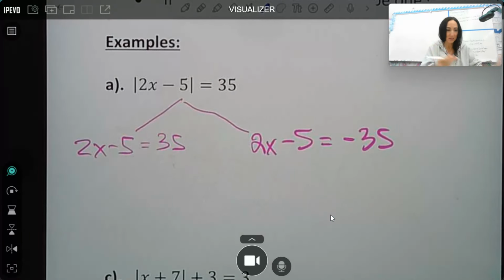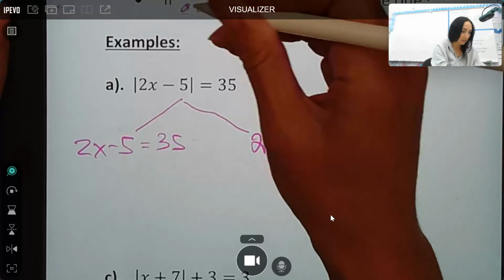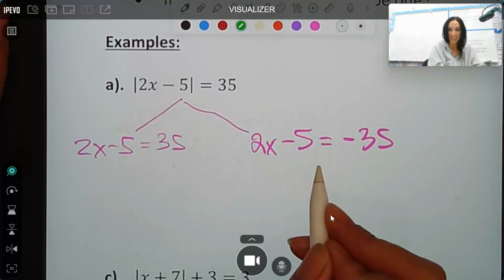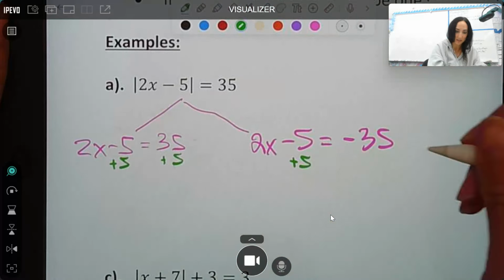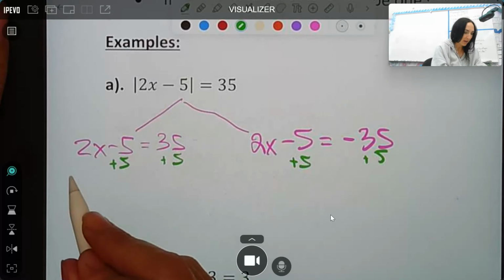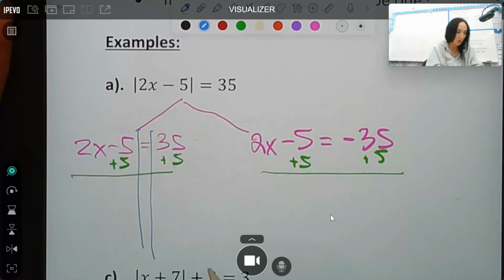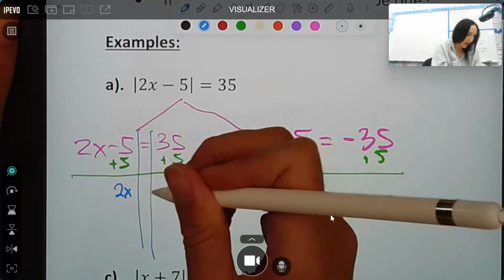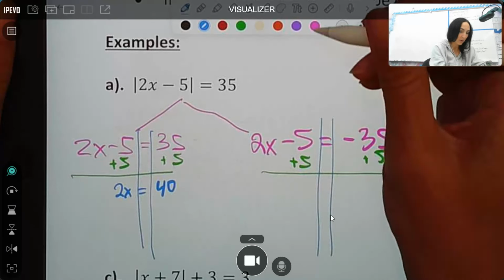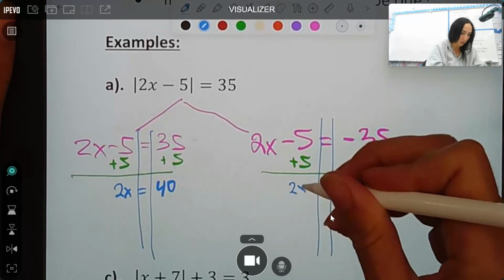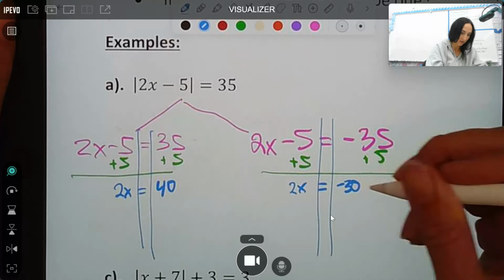So I'm thinking about my socks and my shoes, and I'm going to take off the sock first. And so for both of these, it's adding 5. And you don't have to solve these at the same time, but I kind of like to because we're doing the same thing. So I'm going to add 5 to all the sides. Then I get my new equation. This is just 2x equals 40. And then I have to be really careful that I am thinking about these separately because now they change, right? This is going to be 2x equals, I have negative 35 plus 5 is negative 30.